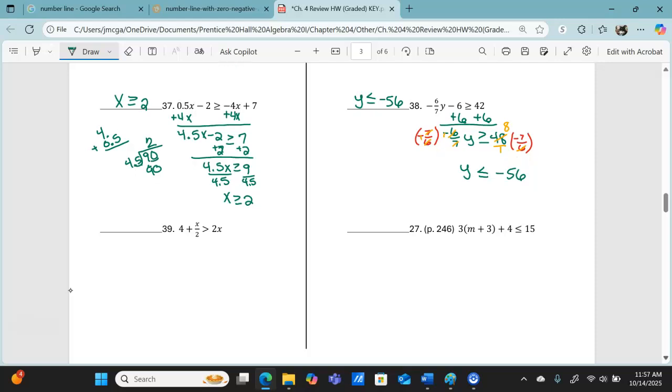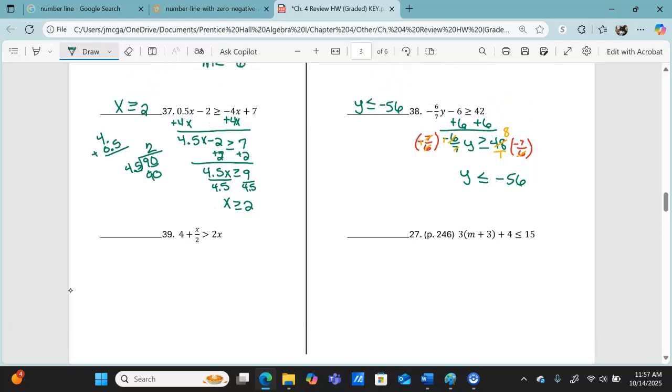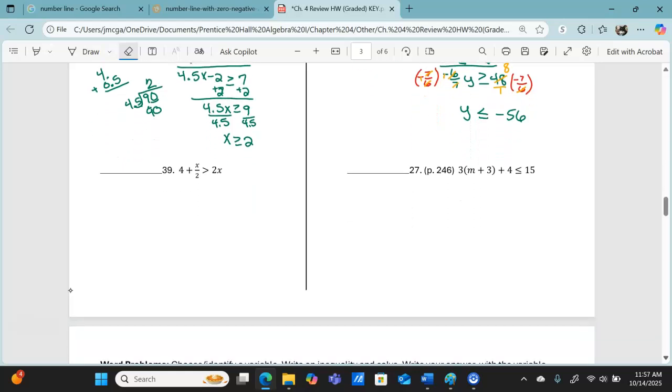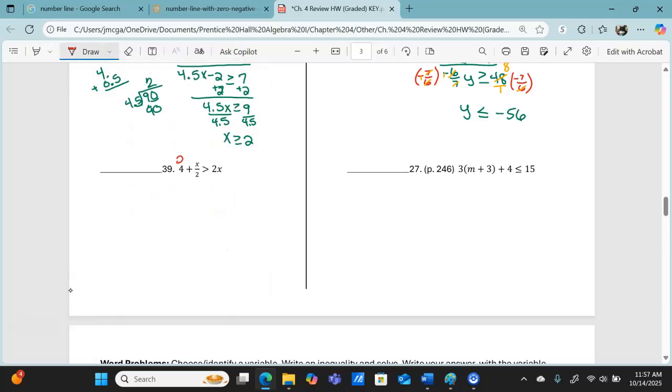And then on 39, I am going to actually do a multiplication and get rid of this fraction. And the reason why I'm doing that and didn't do that here, in number 38, the only fraction was in front of the y. There was no other y. But here I have a variable in 2 places. And if I try and put those together, I'm going to have to deal with fractions in front of my variable. I don't want to deal with that. So what I'm going to do is multiply everything by 2.